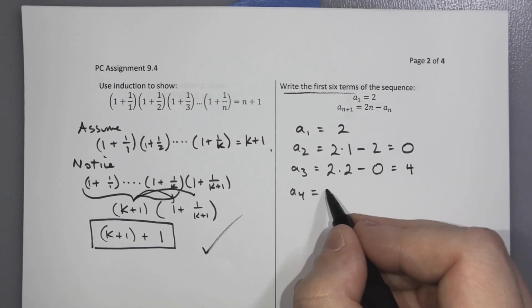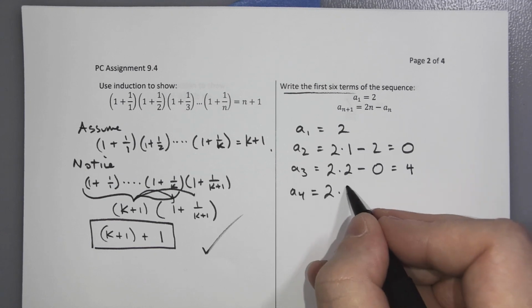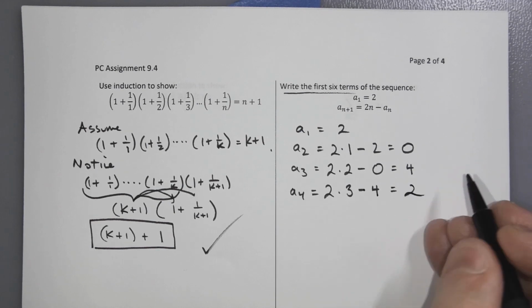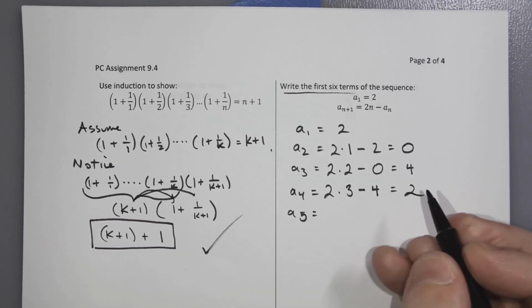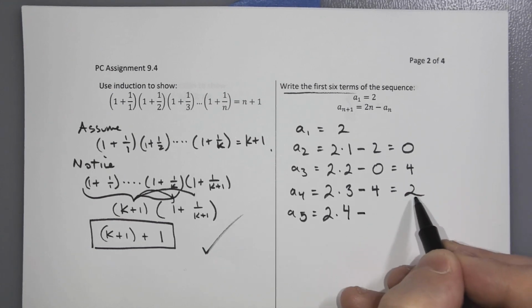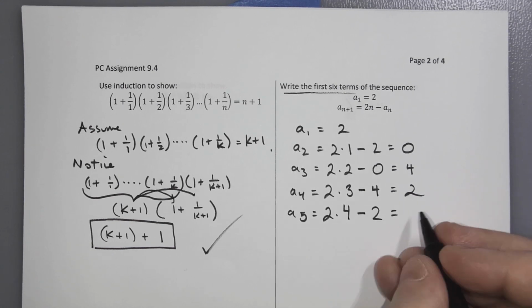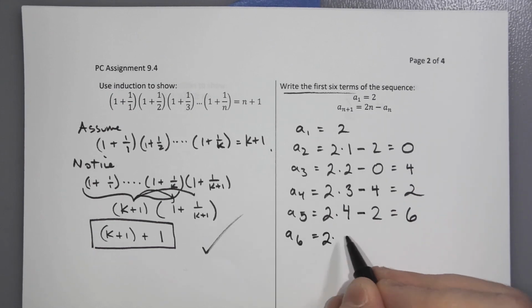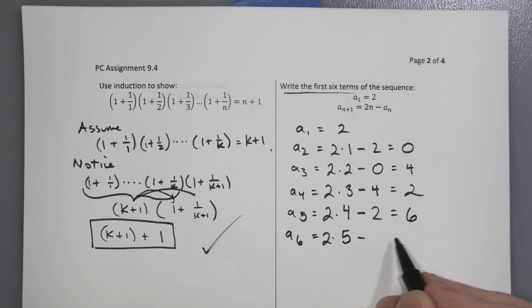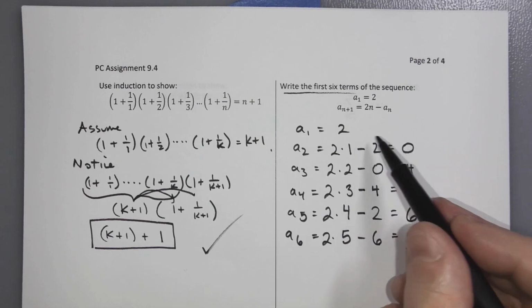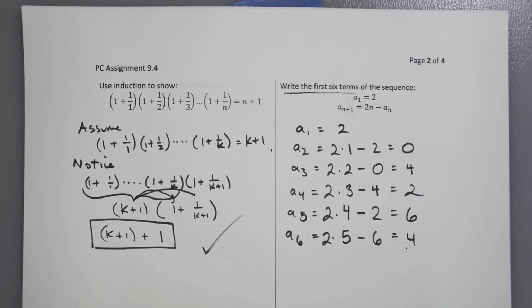a sub 4 means to take 2 times 3 minus the previous term, which is 4. 6 minus 4 is 2. And a sub 5 is equal to 2 times 4 minus the previous term. 8 minus 2 is 6. And then a sub 6, the first 6 terms, yep, last one finally. 2 times 5 minus the previous term, which is 6, which brings 10 minus 6, which is 4. So 2, 0, 4, 2, 6, 4 is this sequence.